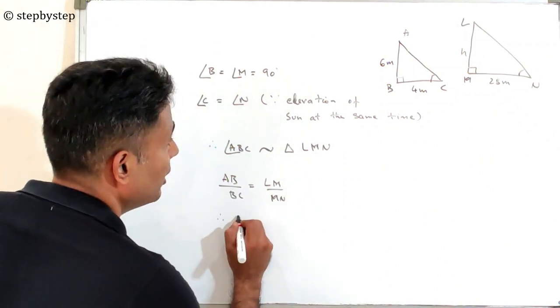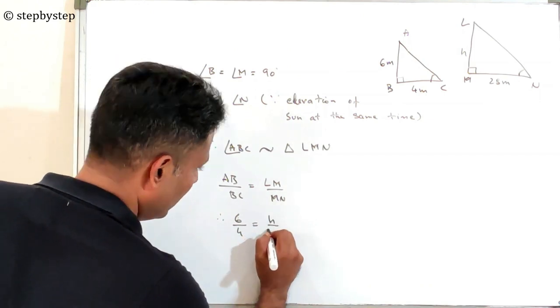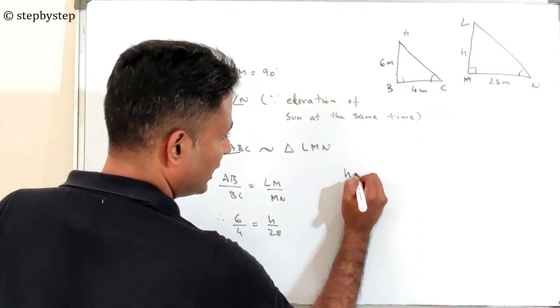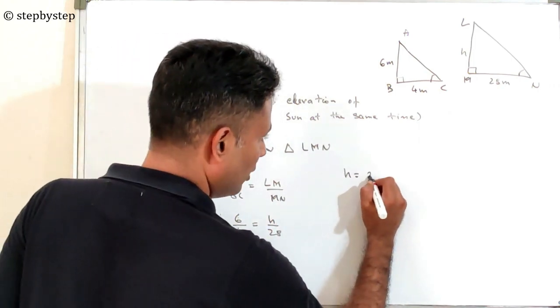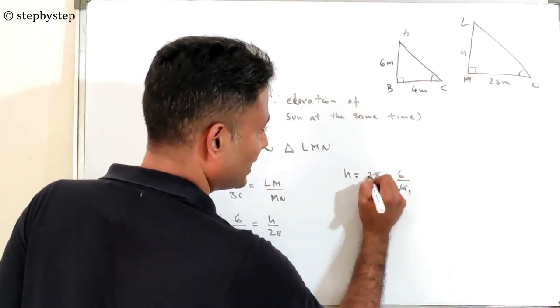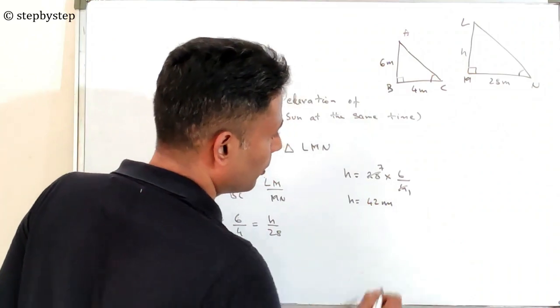So therefore 6 by 4 will be equal to H by 28. So transposing, I'll get H equal to 28 into 6 by 4. So 4 sevens are 28. So H is equal to 7 sixes are 42 meter.